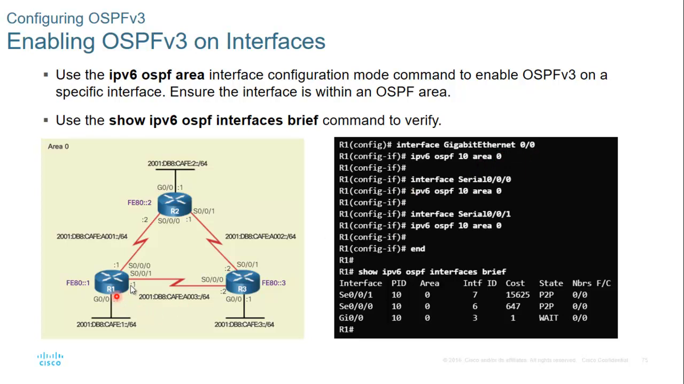And then go to serial 0/0/0 and do the same thing, and go to serial 0/0/1 and do the same thing. And if you want to verify that you have done this correctly, show IPv6 OSPF interface brief. It will show you a brief look at all the interfaces of R1. So you can see here we have the interface, the process ID, the area, the interface ID, the cost, and so on and so on.